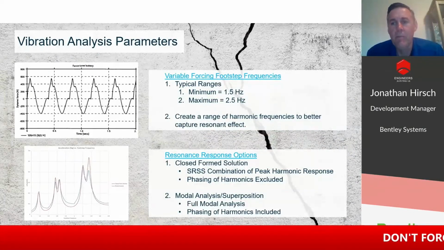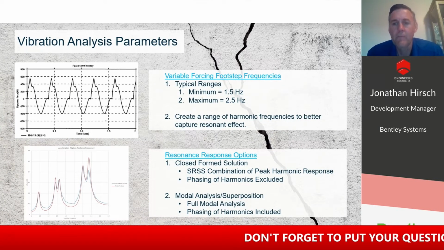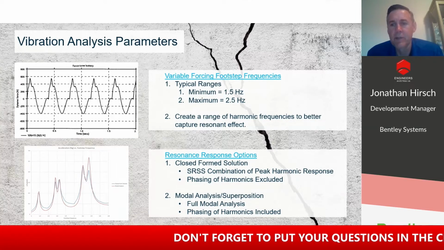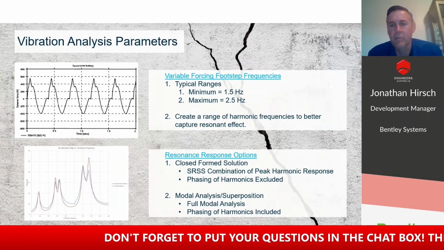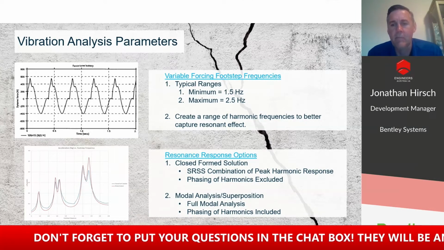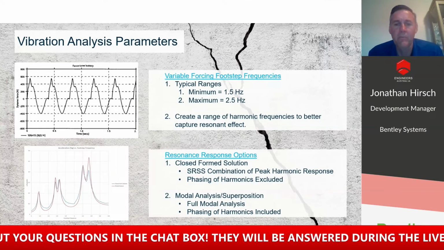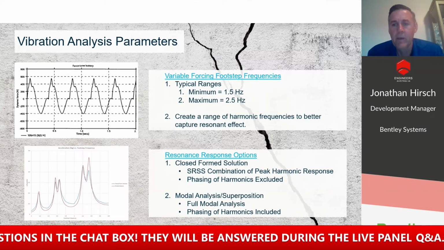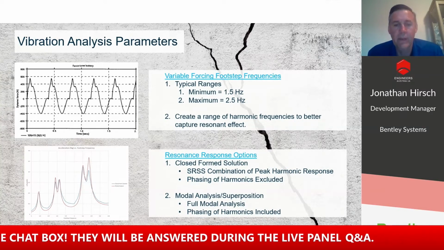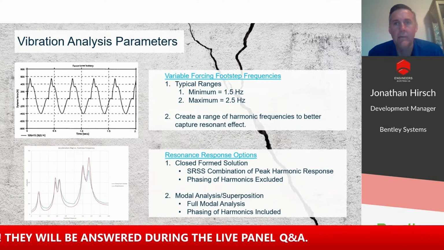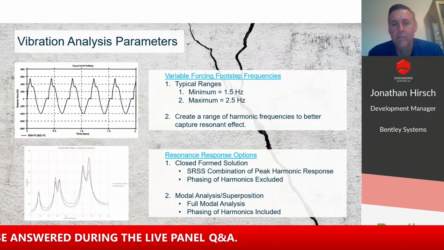There are several input parameters you might expect to input into a program when calculating response to footfall. Dynamic modulus is a measure of the vibratory stress-strain ratio and is generally higher than the static modulus. We also normally input minimum and maximum footstep frequencies, as each person has a different stride rate and rate of walking. You might be walking quickly, you might be walking slowly.